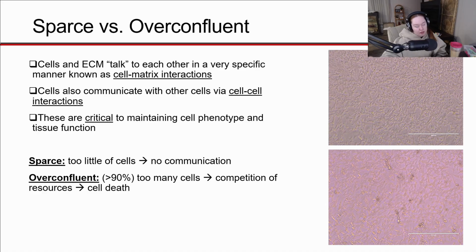So this is considered greater than 90%. Too many cells creates a competition of resources that can lead to cell death. So this is why we passage cells, to prevent reaching this overconfluent status in which the growth rate is slowed, if not completely stopped because the cells have died.